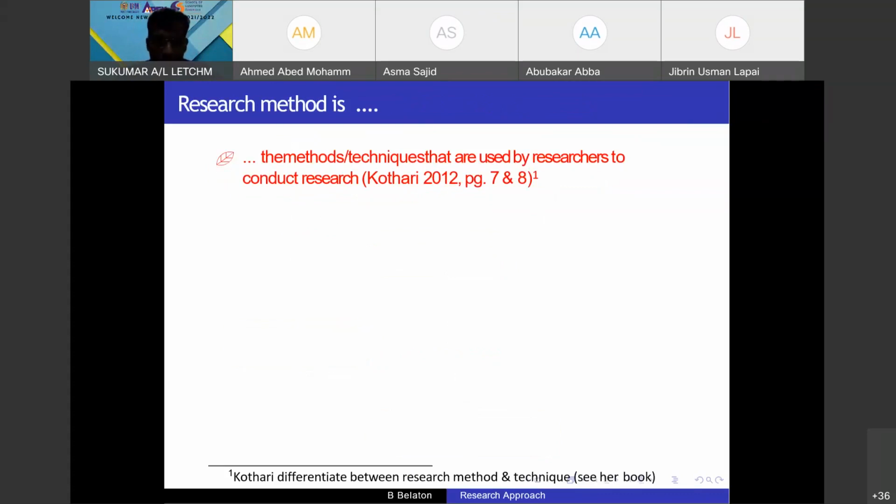So the methods or techniques used by researchers to conduct research are considered research methods. But there are a lot of definitions of research methods. You can see in different books, they have different schools of thought, but most of the time we use this. The method or technique that is used by researchers to conduct the research is considered a research method.